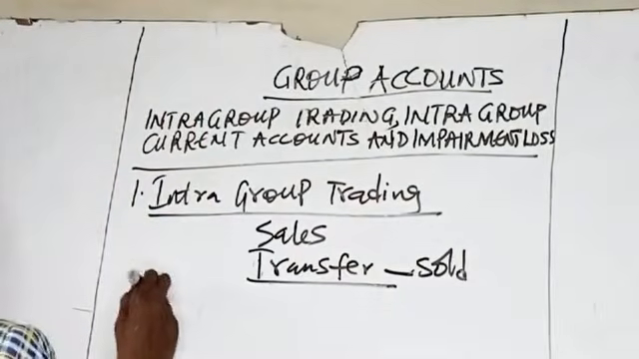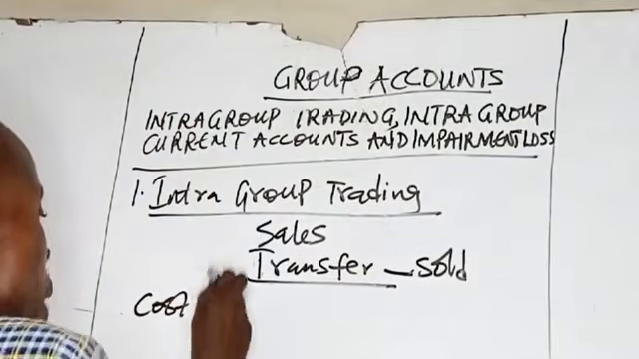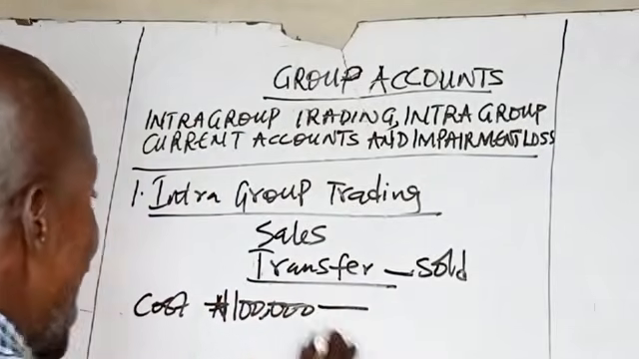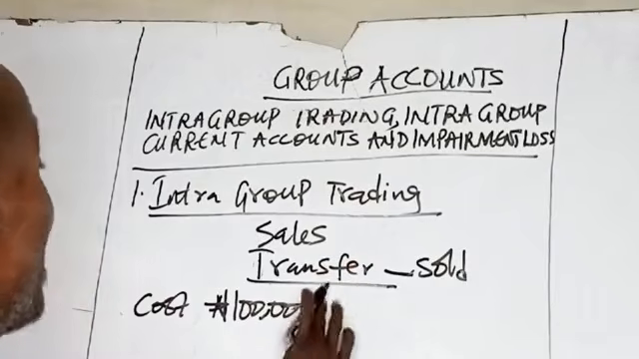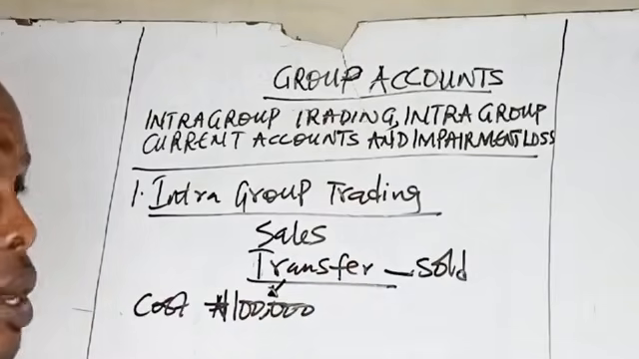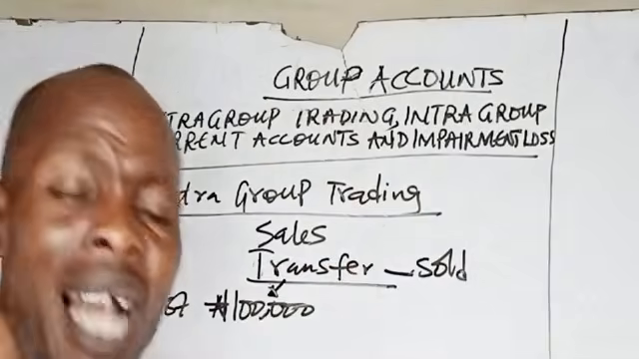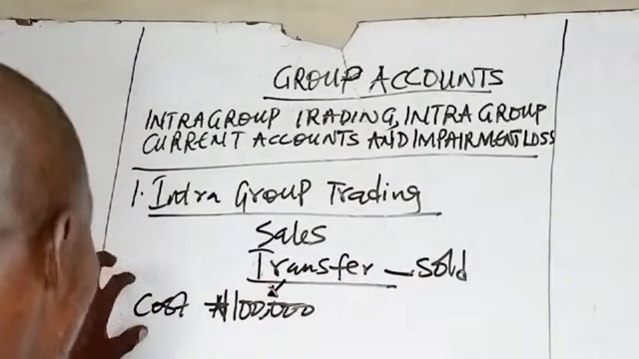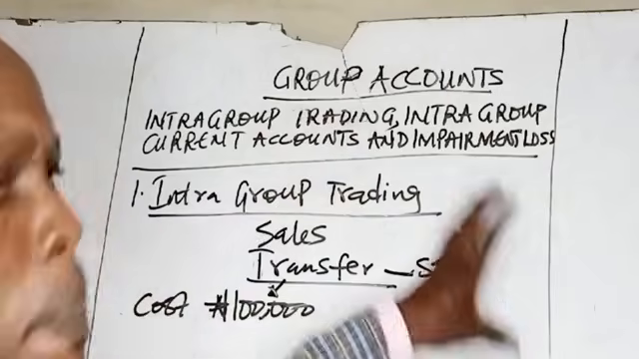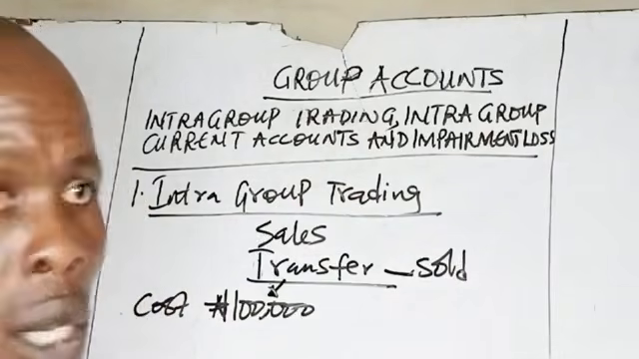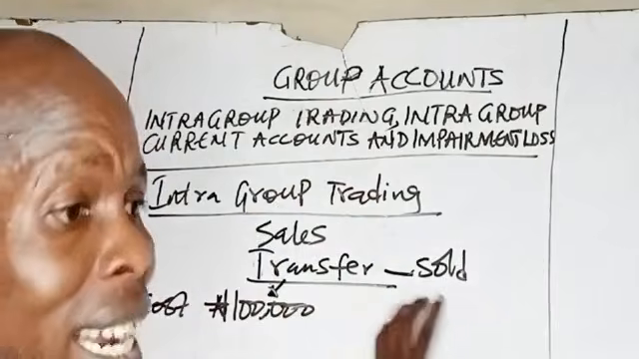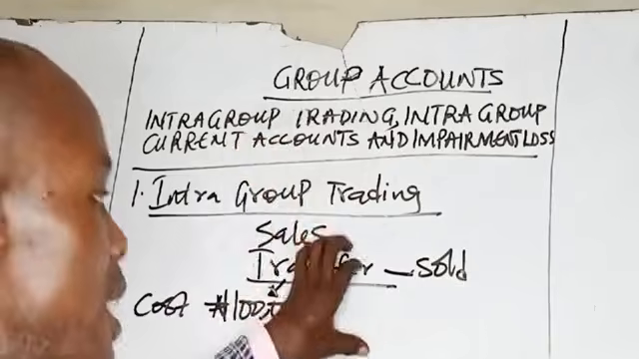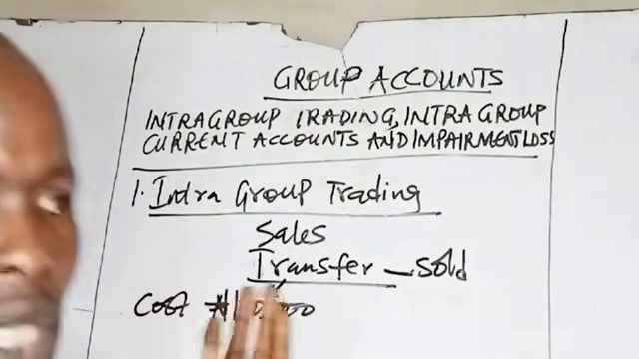If it costs the seller 100,000 and the seller transfers it at the same price, we don't need any adjustment. But in some cases, the seller may transfer the goods at a profit. Then, where goods are transferred at a profit, you will need an adjustment for the unrealized profit.